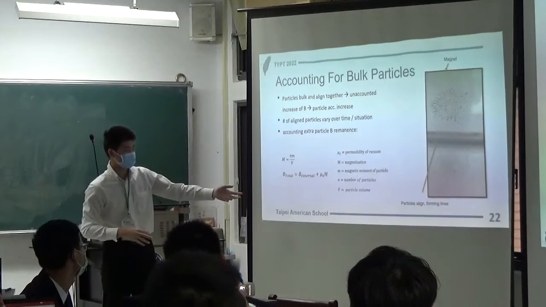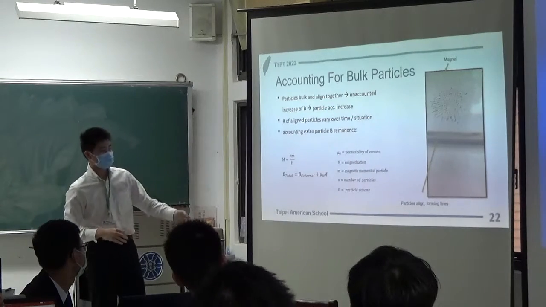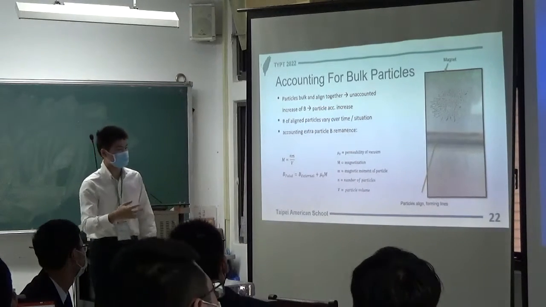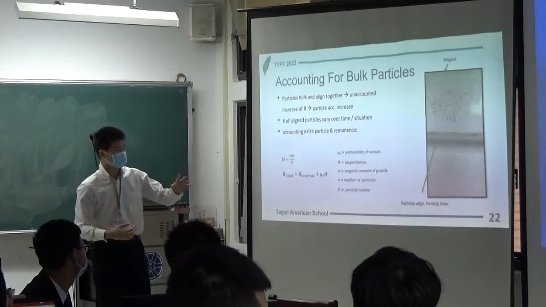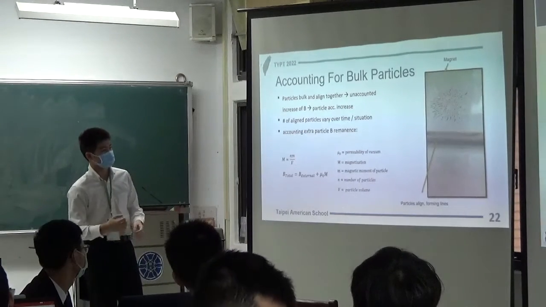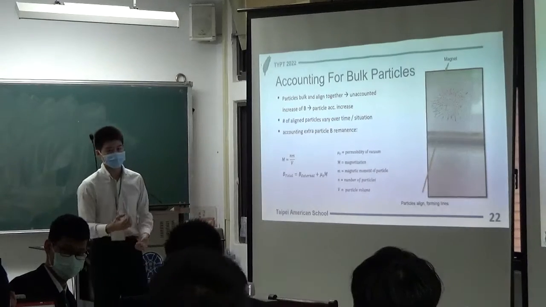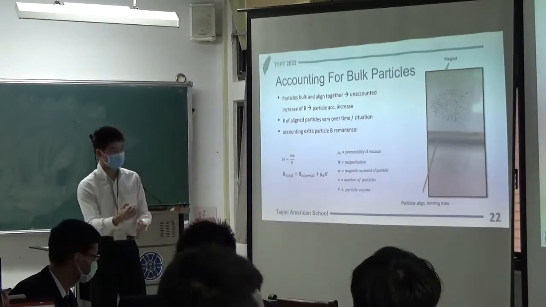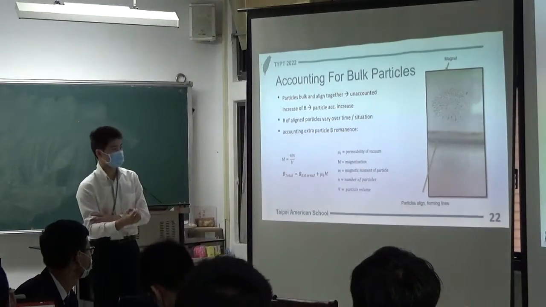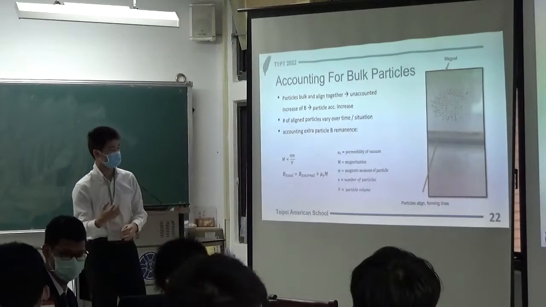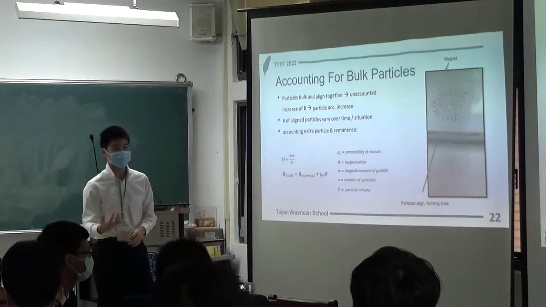Yeah, so as you can see, this is how we accounted for that. The B total is equal to the B external plus the permeability of the vacuum times the magnetization of the particles. And magnetization is seen as the number of particles, or to be exact, the number of atoms in the particles, times the magnetic moment of the particles divided by the volume.